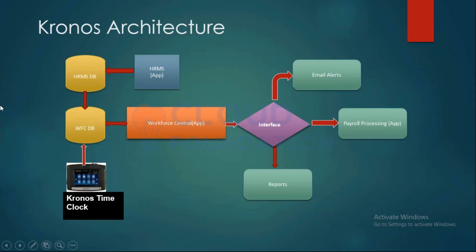So the next is the Kronos architecture. Architecture is nothing but how the system is working at the back end. We just see the front end application, so we'll see how this system works. The first step is I'm going to swipe in on the time clock. So my time is getting entered. My time is getting captured by the system. It is getting stored in the Workforce database system.